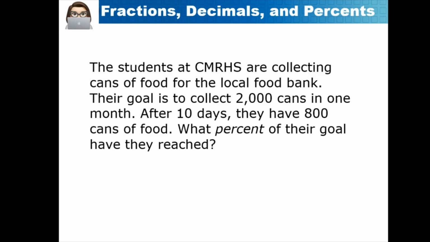So let's have this problem, class. The students at CMRHS are collecting cans of food for the local food bank. Their goal is to collect 2,000 cans in 1 month. After 10 days, they have 800 cans of food. What percent of their goal have they reached?